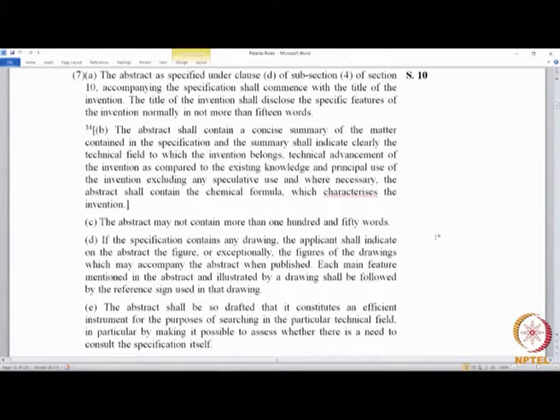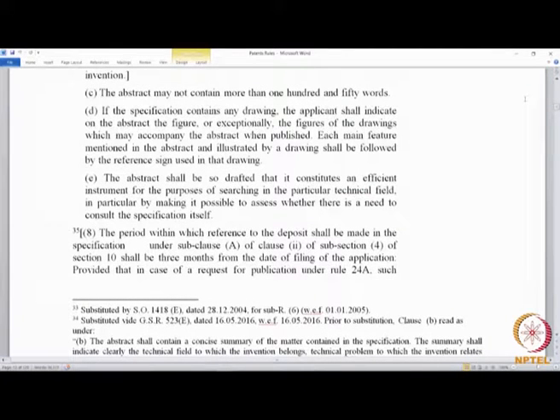So, the 3 plus 1 are the requirements that an abstract has to satisfy, and the abstract should not be more than 150 words. If the specification contains any drawings, the applicant shall indicate on the abstract the figure or exceptionally the figures of the drawings which may accompany the abstract when published. Each main feature mentioned in the abstract and illustrated by the drawing shall be followed by a reference sign used in that drawing. Now, we had mentioned that the reference sign in the drawing has to be incorporated into the claims.